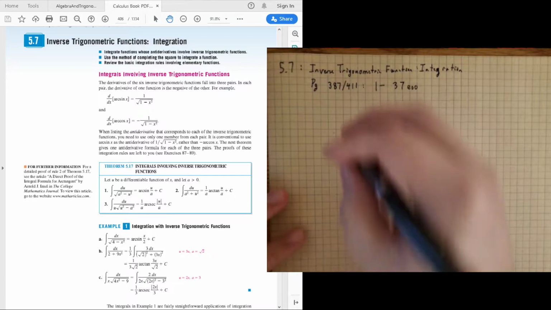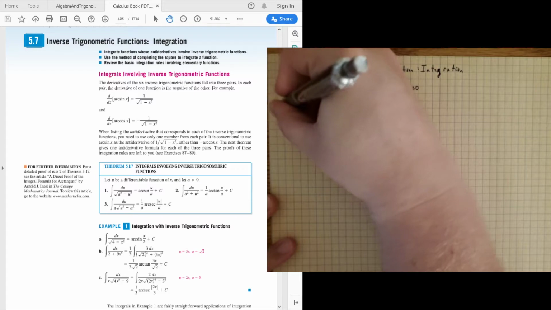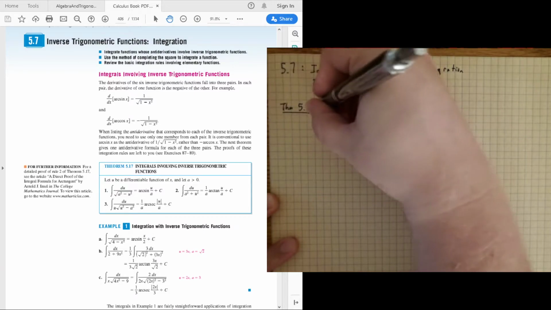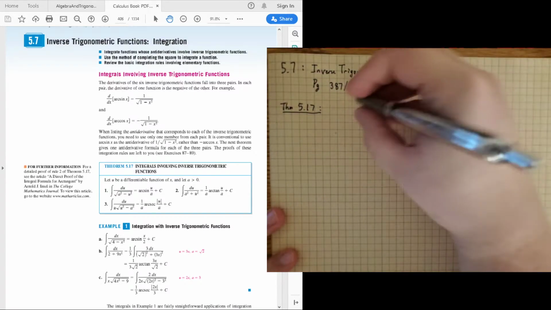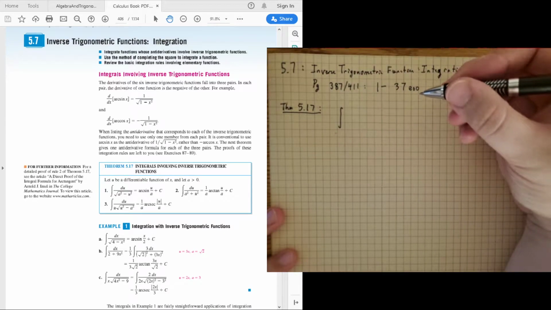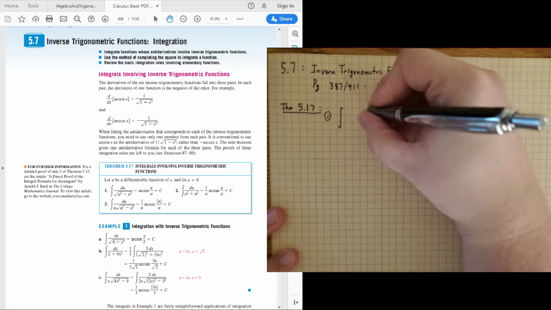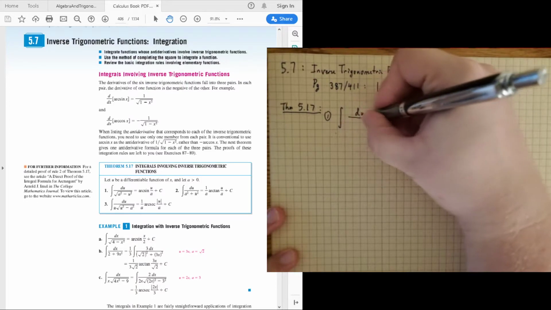So let's talk about our last theorem. Woo! Theorem 5.17. For this theorem, you'll notice that this one's shorter than Theorem 5.16. Theorem 5.16 had 6 parts, one for each of the 6 inverse trigonometric functions. Notice that for this one, there are only 3. The first one, notice that these are all written in du form.